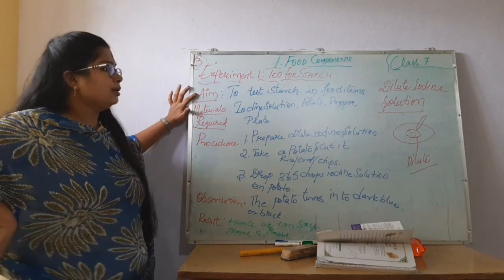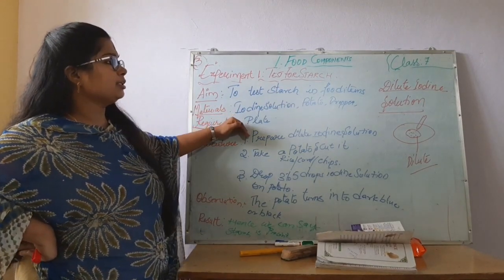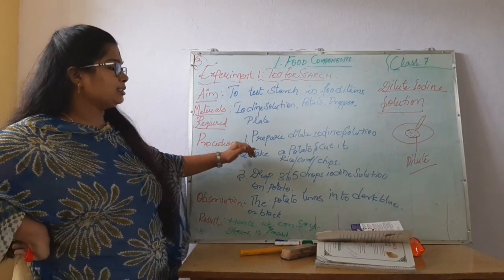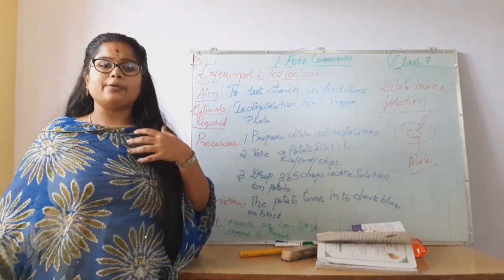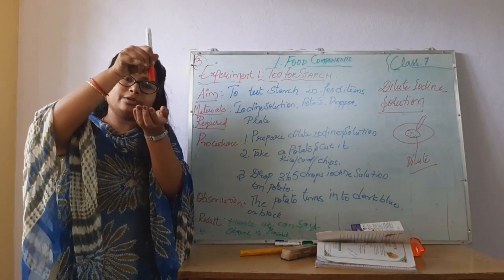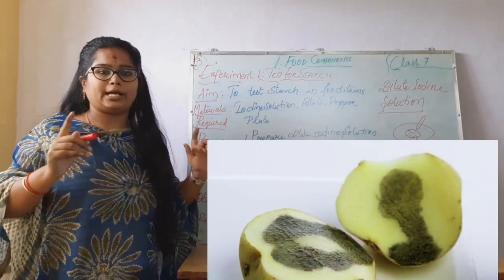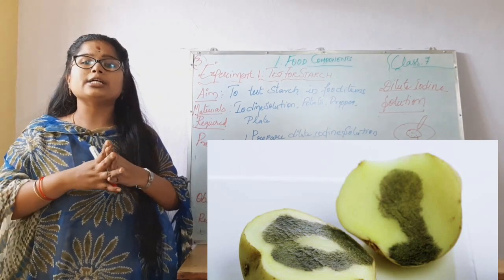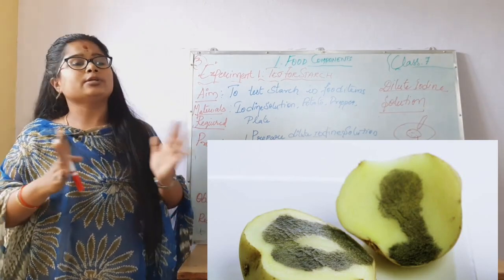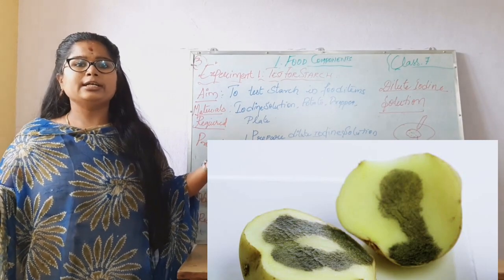Next, aim: to test starch in food items. Materials: dilute iodine solution, potato, a dropper and a plate. Procedure: prepare iodine solution first. Take a potato and add 2 to 3 drops of iodine solution on it. If it turns dark blue or black, it shows that it has starch. Otherwise, there will be no starch. If a food item does not turn blue or black, it has no starch. No test, no confusion.